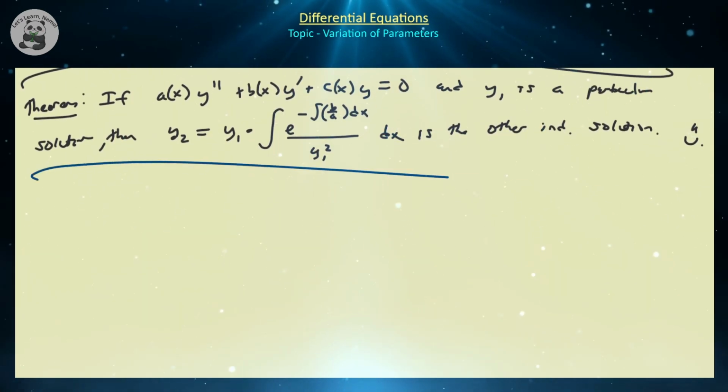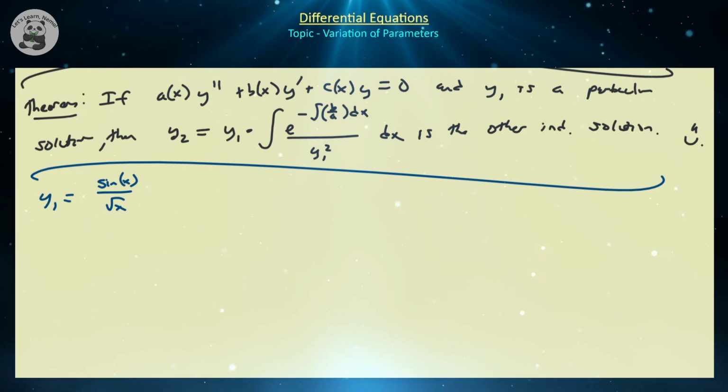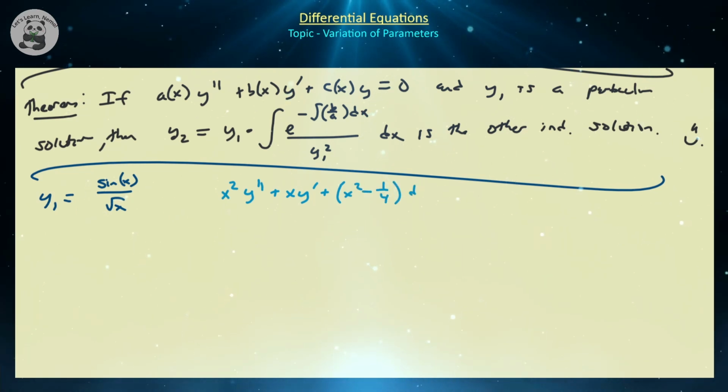So we've already been given that y1 for our particular differential equation is sine of x over the square root of x. Let's just recall what our differential equation was. Our differential equation was x squared y double prime plus x y prime plus x squared minus 1 over 4 times y, and that's going to be equal to 0. So that gives us our differential equation.